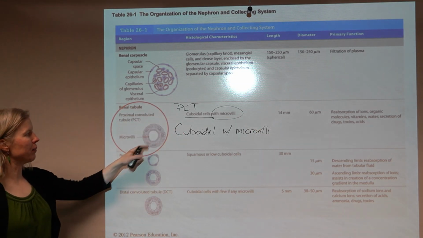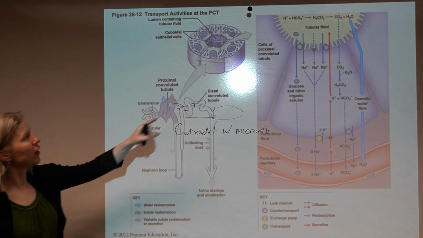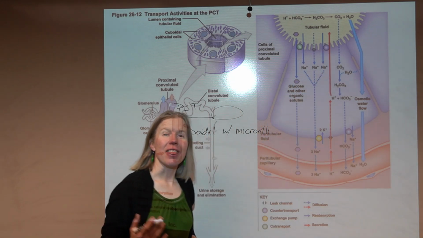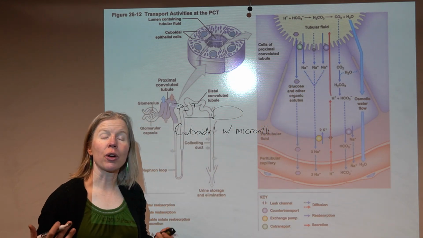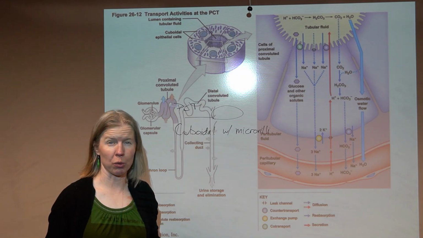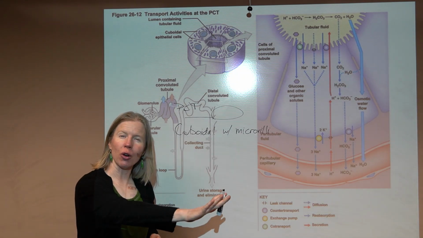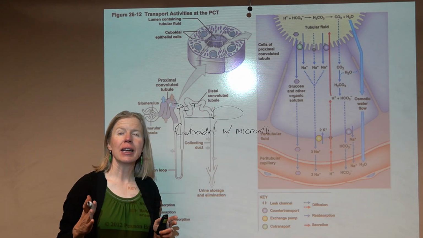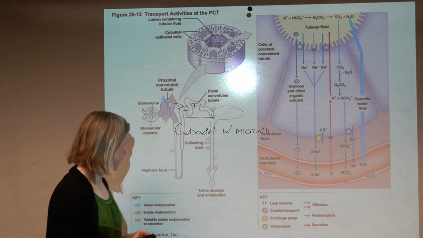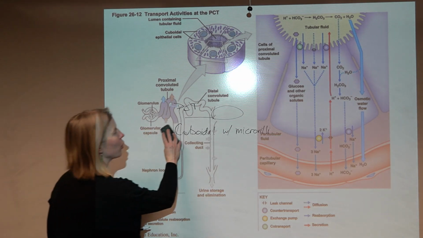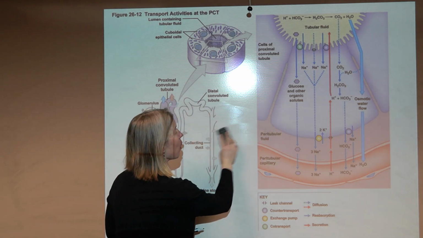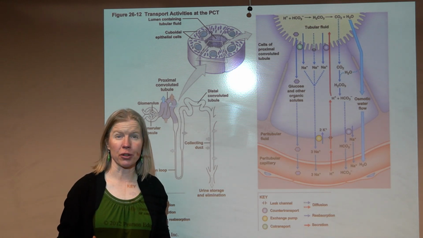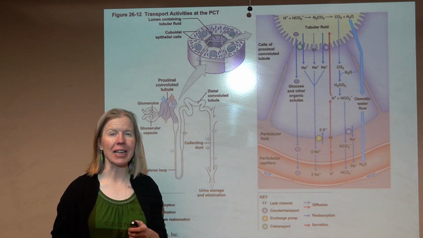Right, so now let's see if we can zoom in. Here they're showing you those same simple cuboidal cells and the microvilli. That's to increase the surface area and therefore increase our ability to do reabsorption. So of all the things we filter out at the glomerulus, something like 60 to 70% get reabsorbed just here in the PCT. And if you look at things like the organic molecules, the glucose, the amino acids, vitamins, things like that, it's about 99% that are reabsorbed here in the PCT.